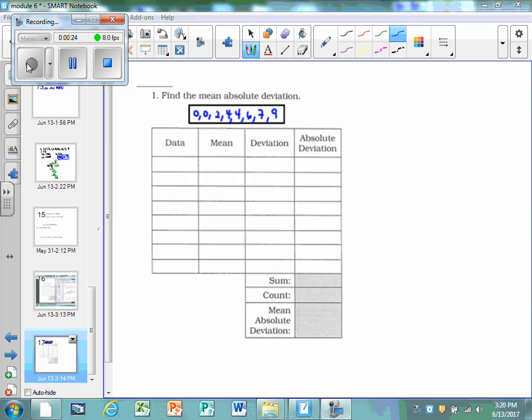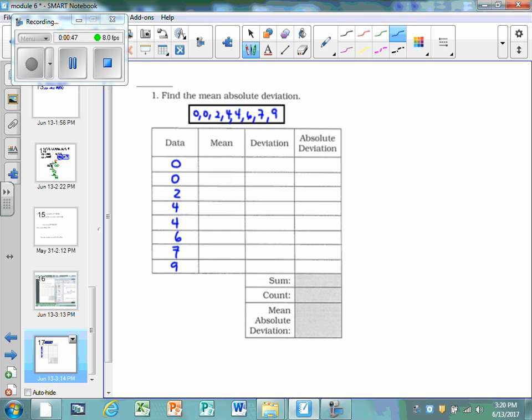So you'll see here it says 1, find the mean absolute deviation. Below that is a series of numbers, that's our data. So we're going to put that here. It's in order already, but it may not be, and it doesn't matter if you do it in order or not, that's personal choice. So there's all of our data.